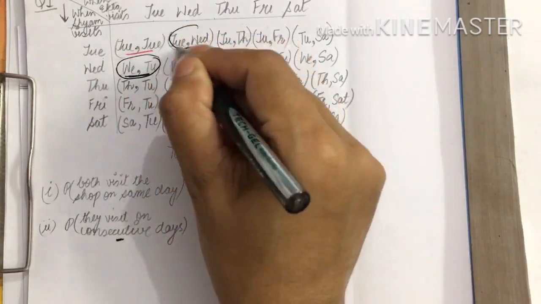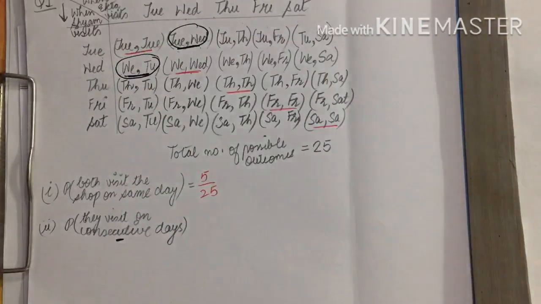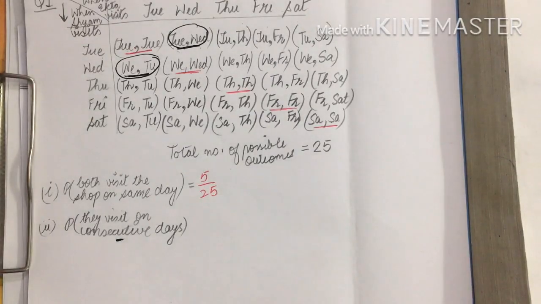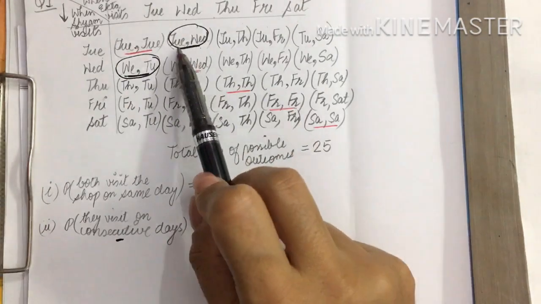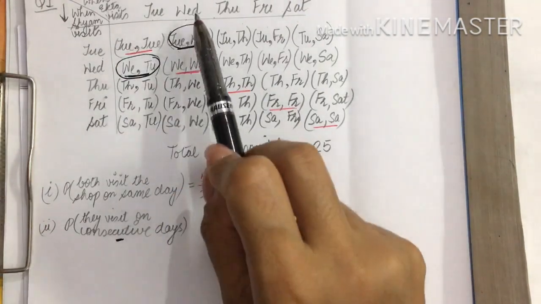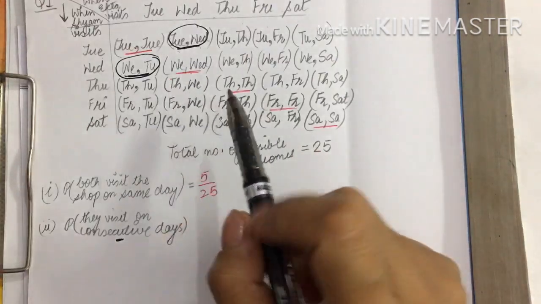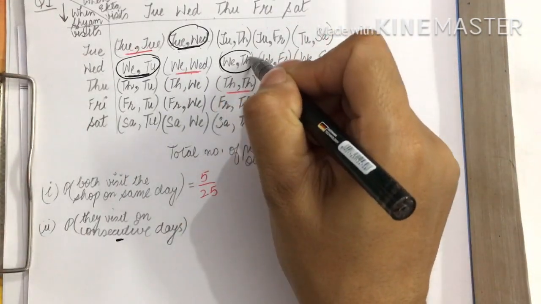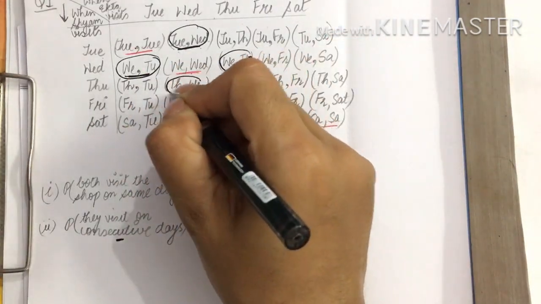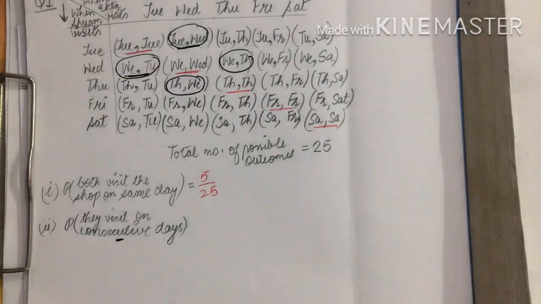So 1, 2. Keep looking for such outcomes in the table. So consecutive days, Tuesday, Wednesday, we have these two possible outcomes. Now the next two possibilities could be Wednesday and Thursday. So Wednesday, Thursday, or Thursday, Wednesday. You have to take both orders.